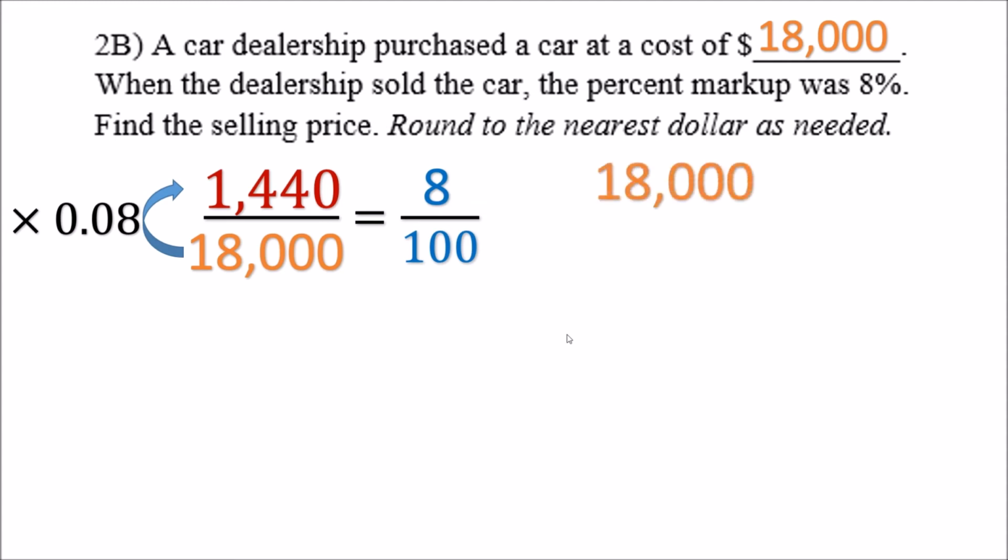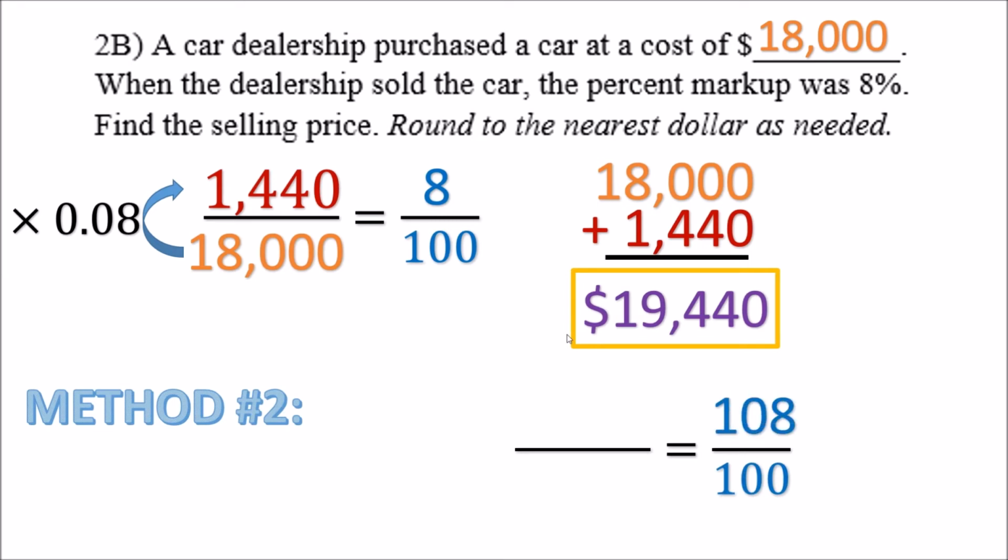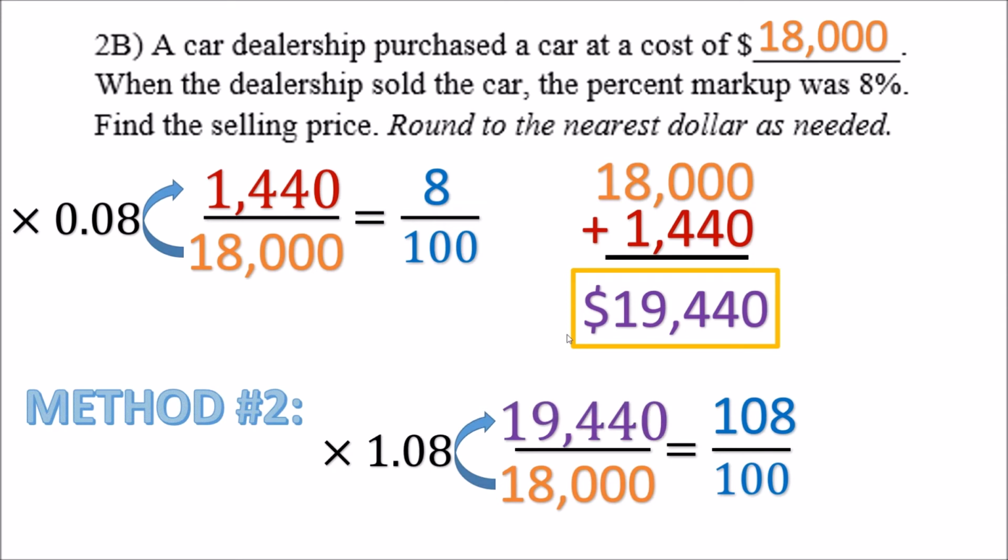Therefore, the price is the cost plus the markup, which is $19,440. Now, if you wanted to do method 2, you would have done 108% times 18,000, which would give you the same answer of 19,440. You do not have to have both methods on your note sheet.